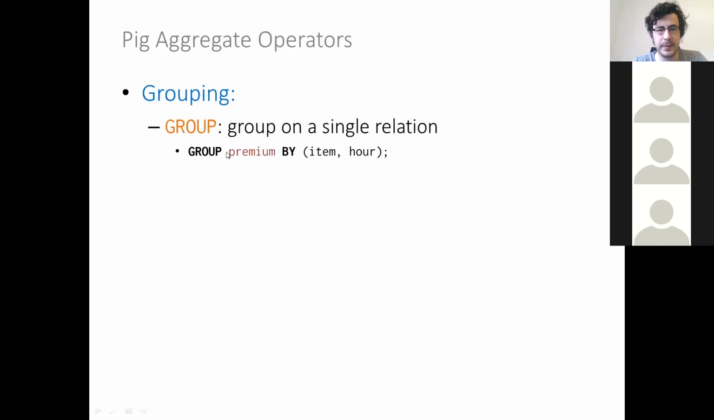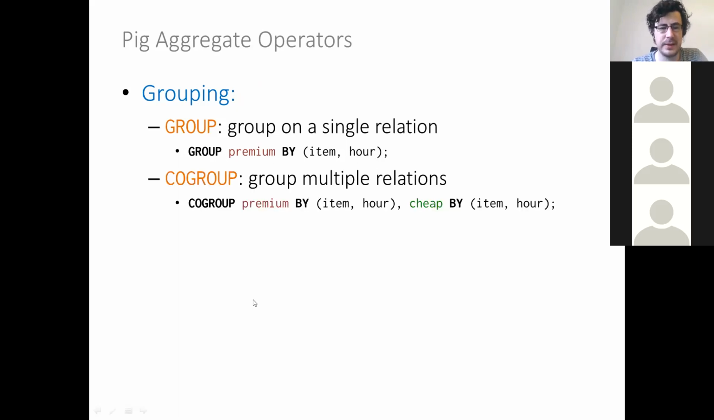We've seen grouping in the examples already. So we have 2 options for grouping. One is to group in a single relation, which is group premium by item hour, for example, as we've seen in the example. We can also co-group. We can group multiple relations, which is similar to doing a union of the relations and then grouping them. So we can group multiple relations, generating one relation with the groups from both relations together.